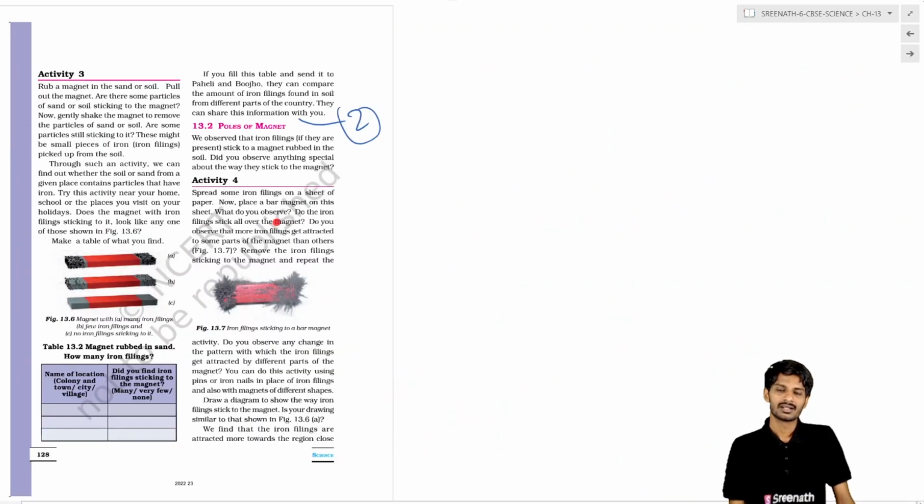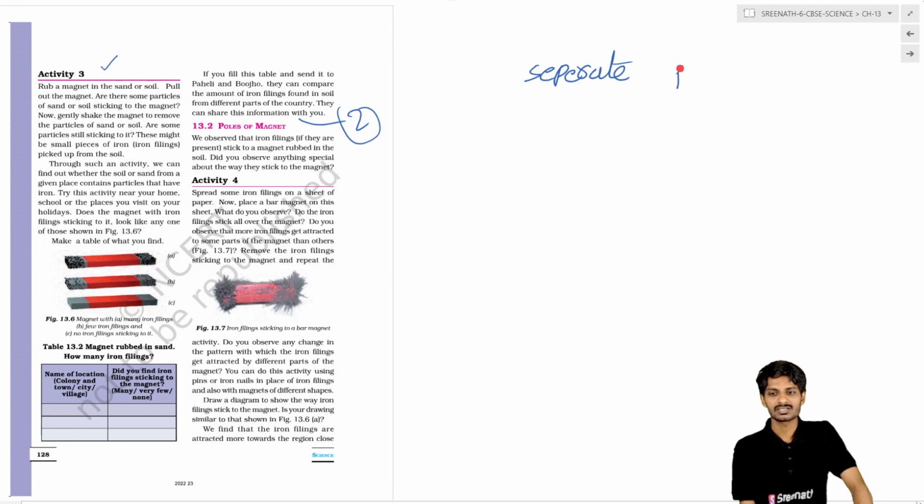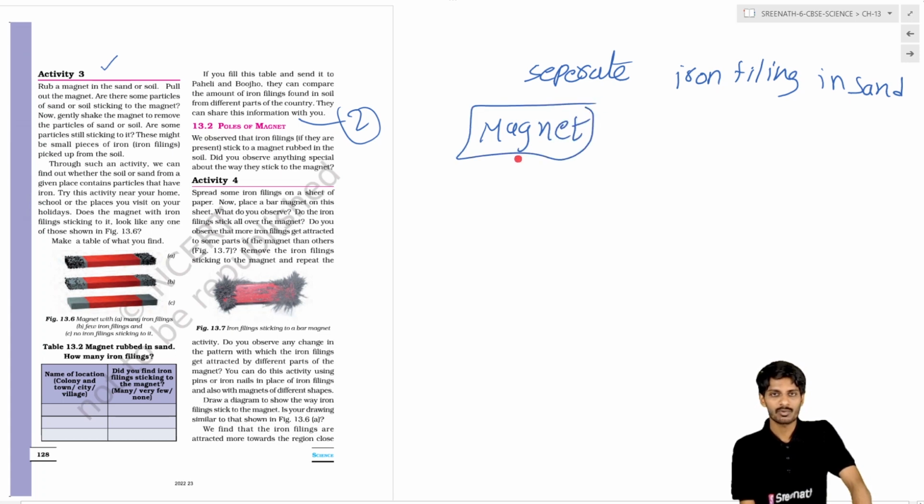Okay, now here is another activity. Using a bar magnet, can we separate iron filings in sand? Can you separate iron filings from sand using a magnet? Yes, we can do it. By the help of a magnet, you can easily separate iron filings.